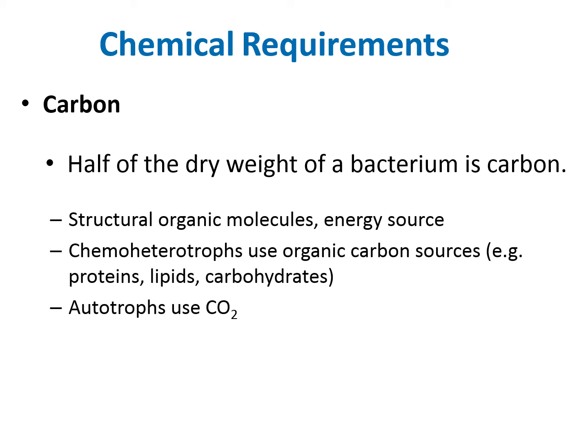Typically, your chemoheterotrophs get organic carbon through absorbing proteins or amino acids, lipids, or carbohydrates from their environment. Autotrophs get their carbon from carbon dioxide. And then again, through photosynthesis, they convert that carbon dioxide into glucose or some other carbohydrate.